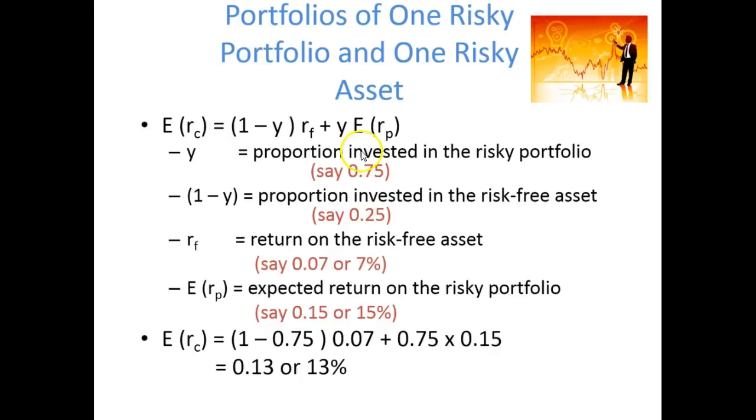So if, for example, we have 75% invested in our risky portfolio and 25% in the risk-free rate, and if the expected return on the risky portfolio was 17% and the expected risk-free rate of return was 7%, then the expected return on the overall complete portfolio, down here we can see, is 13%. Because we've got 75% invested in an asset with an expected return of 15%. We've got 25% of our wealth invested in an asset with an expected return of 7%, which is where we get our overall expected return here of 13%.